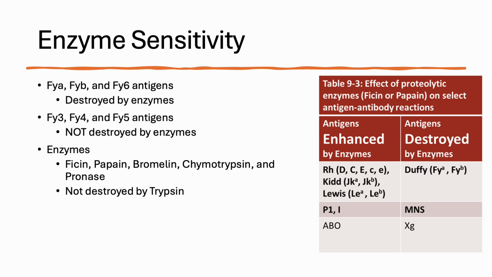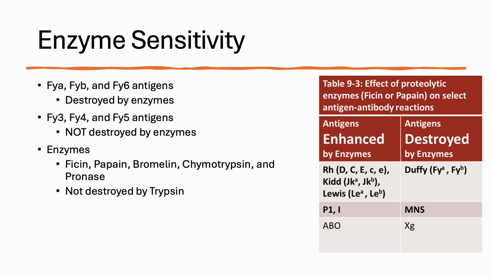In contrast, FY3, 4, and 5 are not destroyed by enzymes. It's kind of easy to remember because they're all in a row: 3, 4, and 5 are not destroyed. This is the way that it can help you differentiate between those various Duffy antigens in those complex serologic workups. One enzyme to note on this slide is trypsin. It generally does not destroy Duffy antigens, so it's not used diagnostically in the same way as the others.